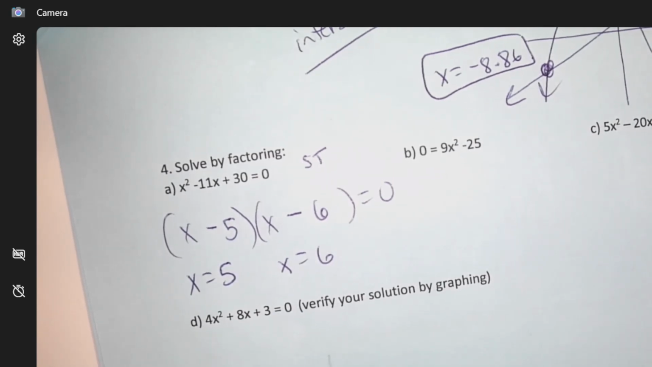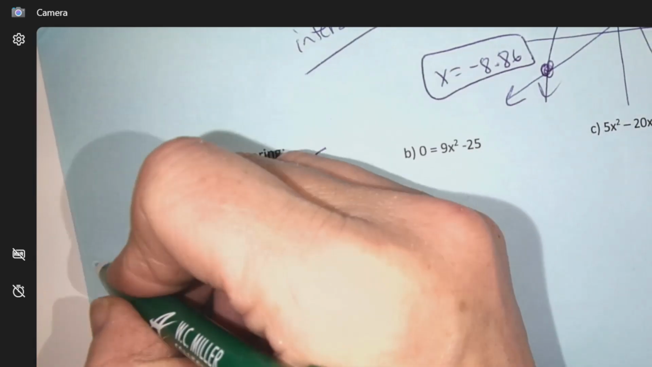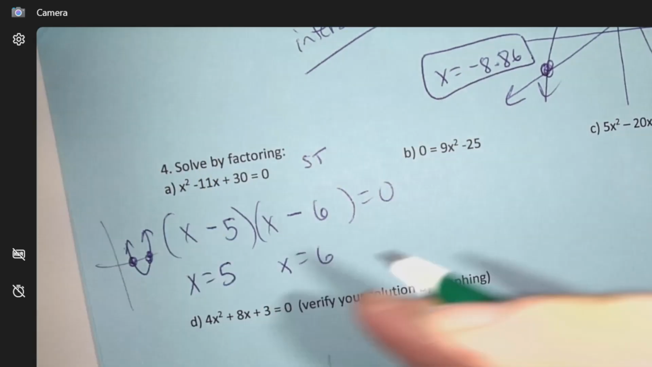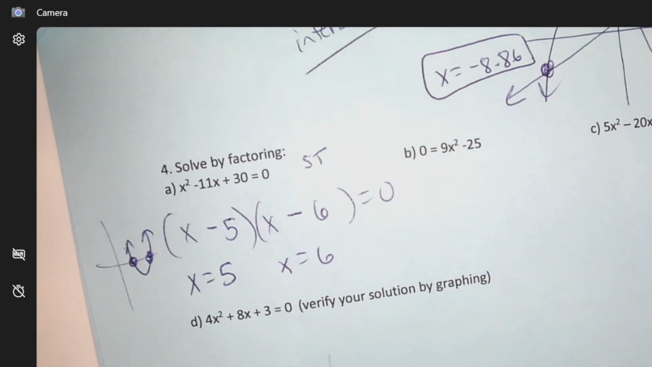Okay, on your test, you have your calculator. I'm not going to take this thing away from you. What could you do? Type that in. Double check. Your thing's going to look like that. 5 and 6. Okay.